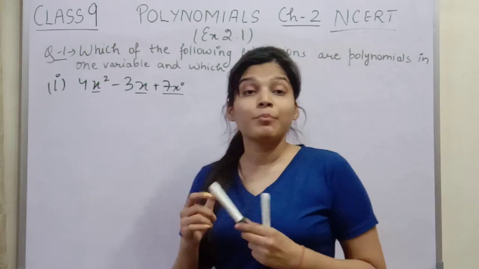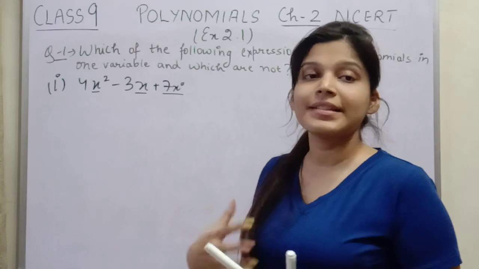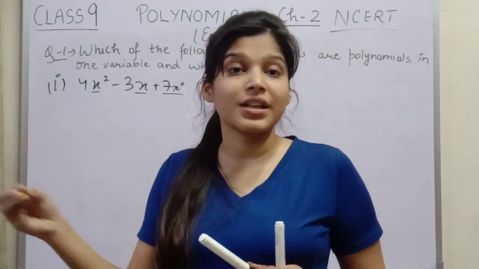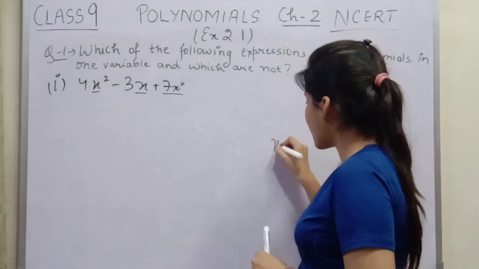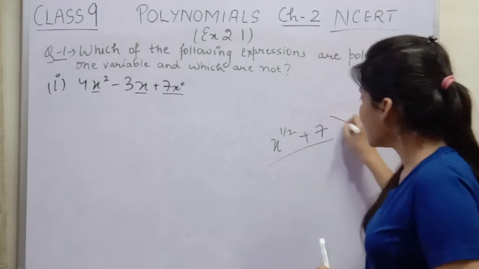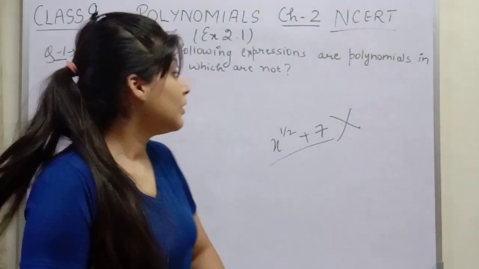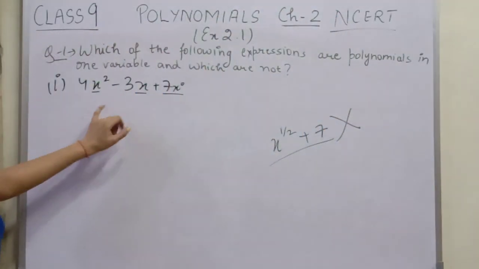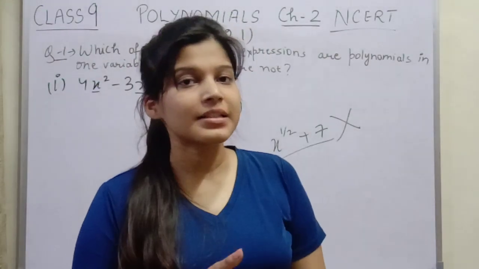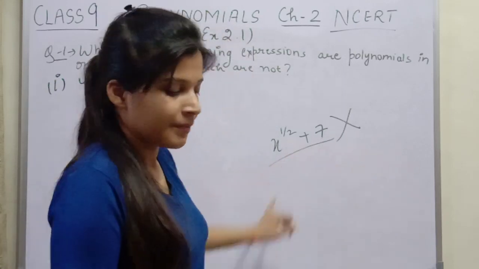And also, when is an expression a polynomial? When the powers of x are natural numbers or whole numbers, 0 1 2 3 4 5 6, right? If it were x raised to the power half plus 7, then that is not a polynomial. Always remember, I told you earlier also, that an expression is a polynomial when its power is a whole number, and not any fraction or something like this, right?